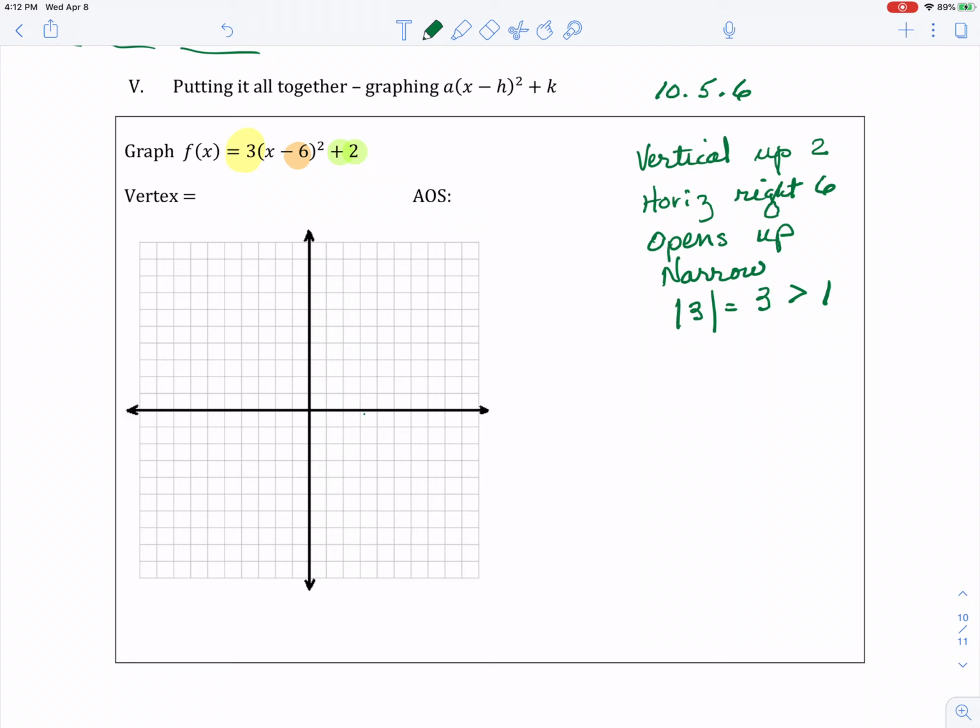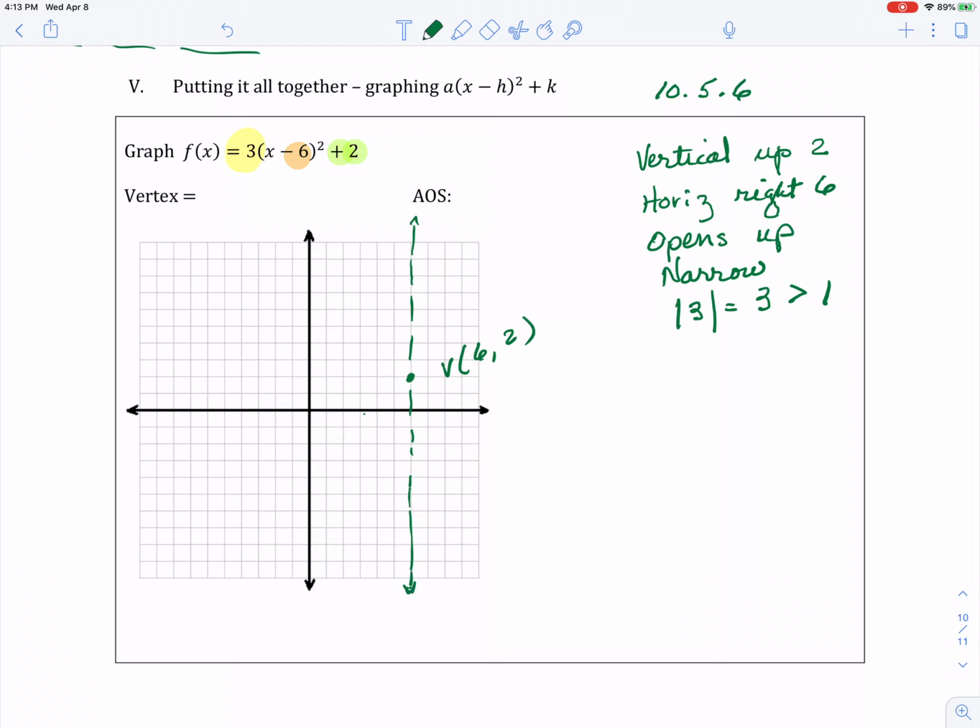All right, so here we go. Let's see if we can just sketch this out. I'm going to go to the right 6 and up 2. 1, 2, 3, 4, 5, 6, up 2. That is going to be the vertex. And that is not right. There we go. I can already tell you that the axis of symmetry is going to run through here.